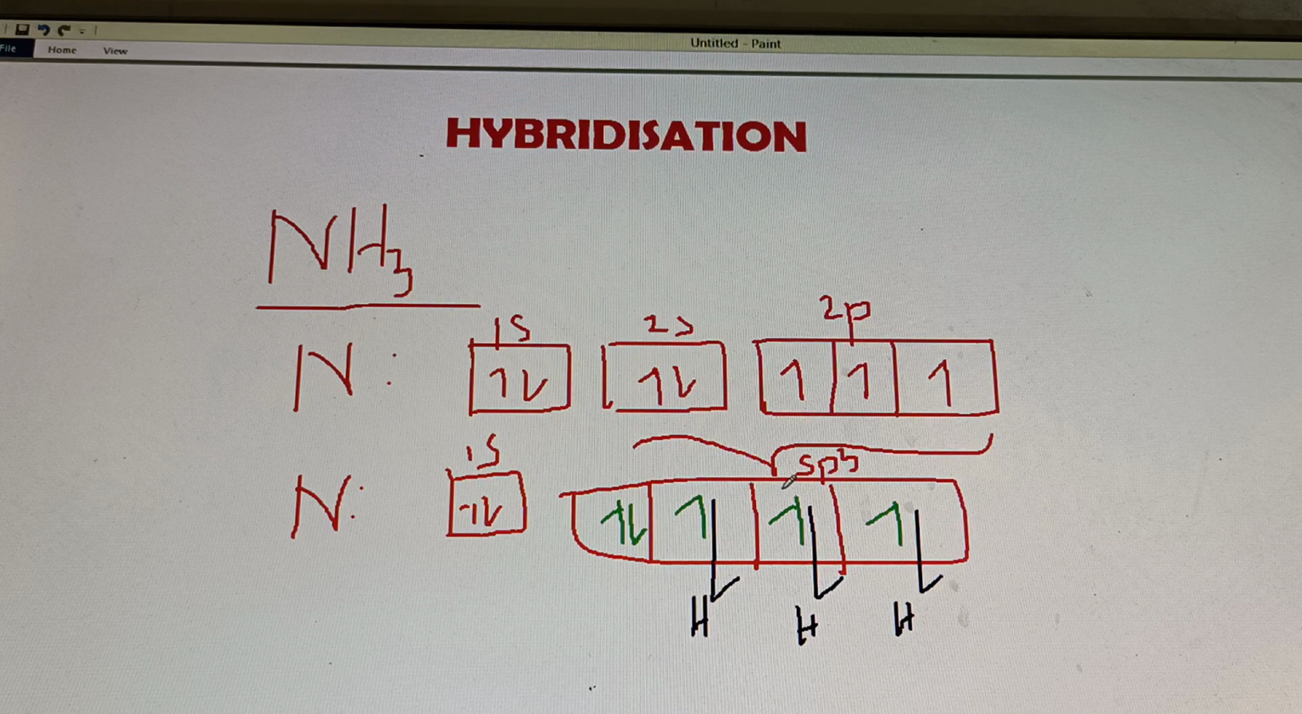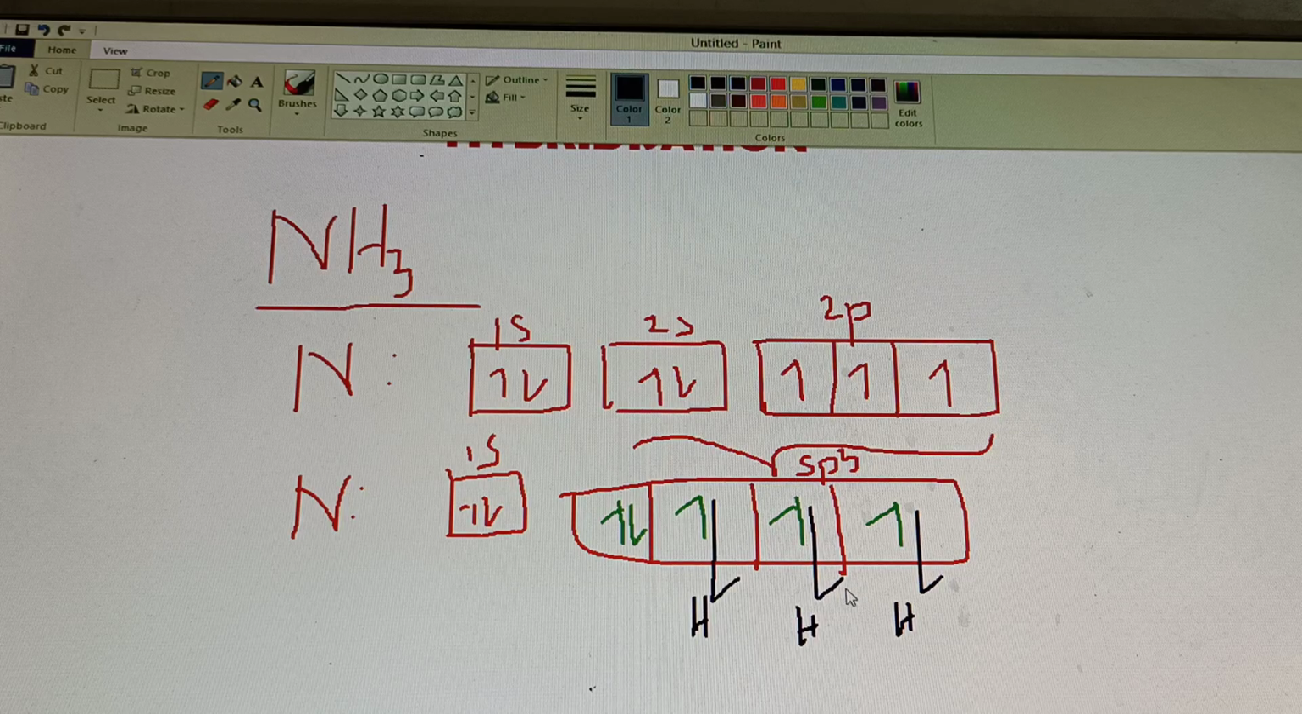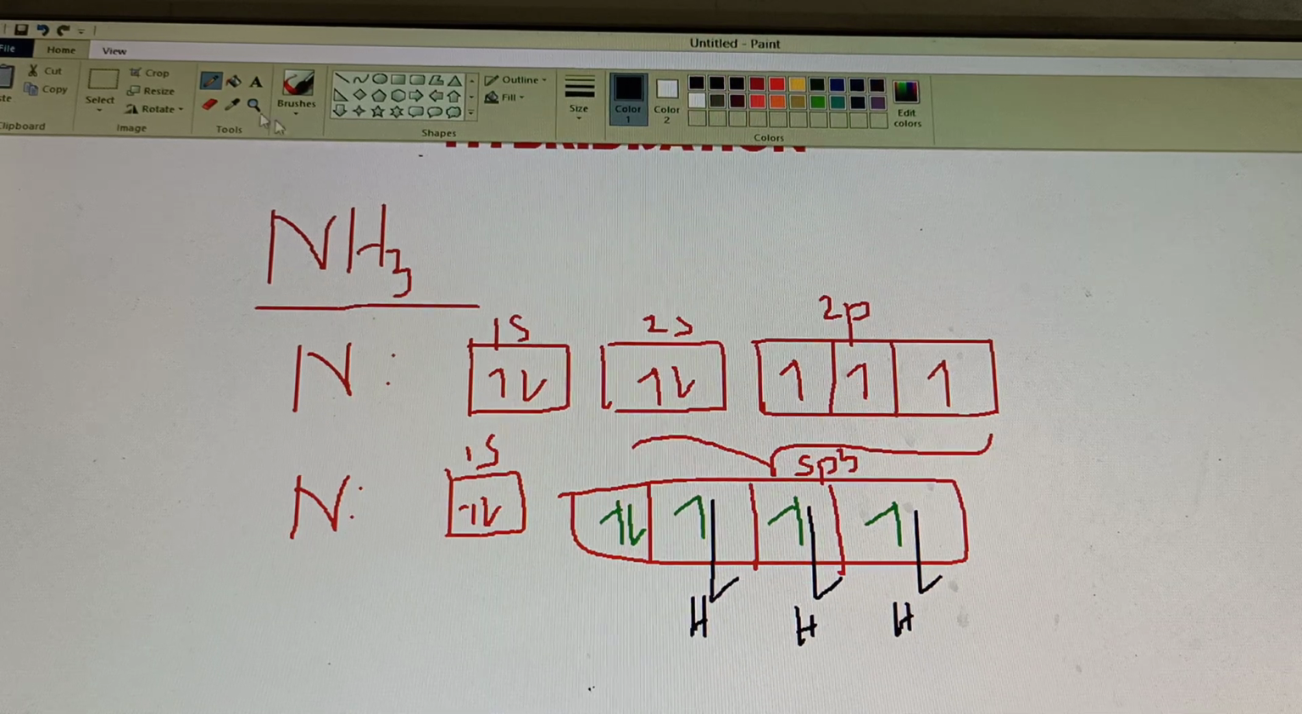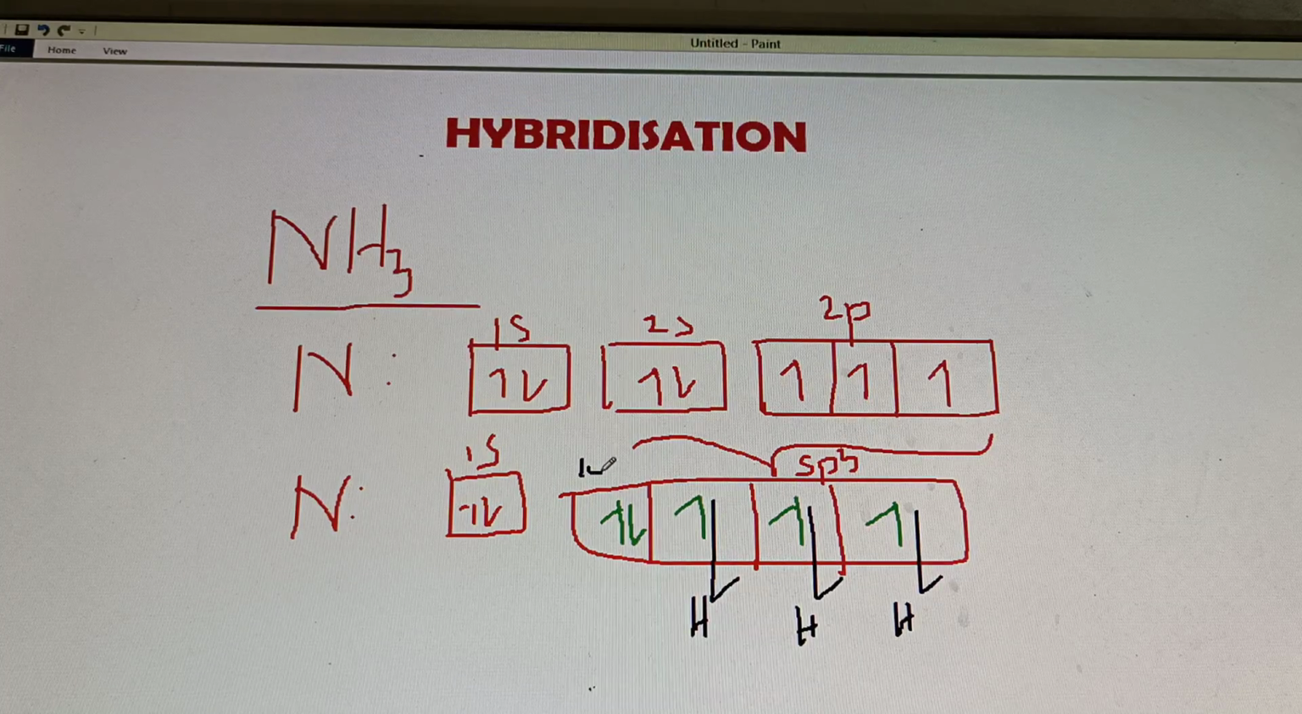How is it directed? The sp3 orbitals are in a tetrahedral manner, and in this tetrahedral structure three are covalent bonds and one is the paired electron which is present in the valence shell but does not participate in bonding. This is called a lone pair of electrons. The electron pair which does not participate in bonding is called a lone pair. The lone pair also resides in an sp3 hybrid orbital.